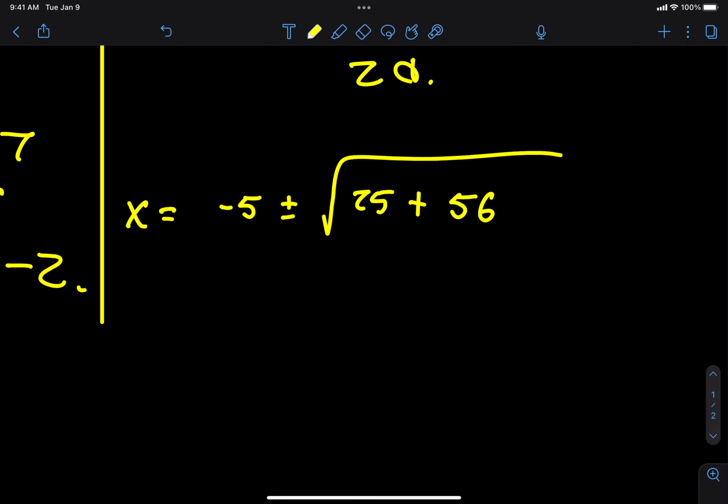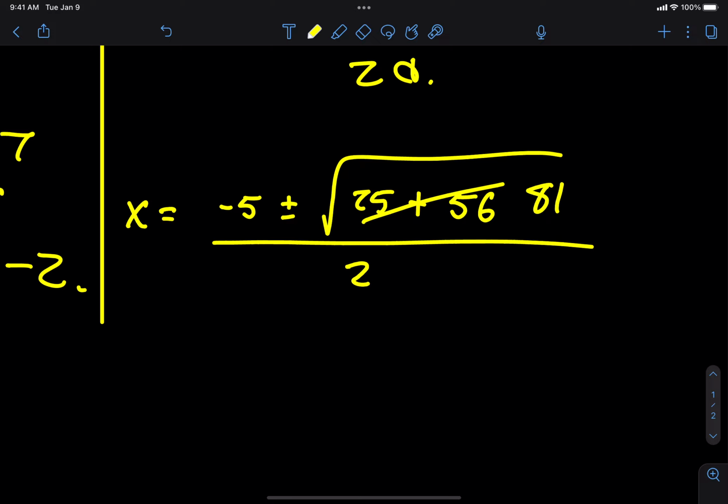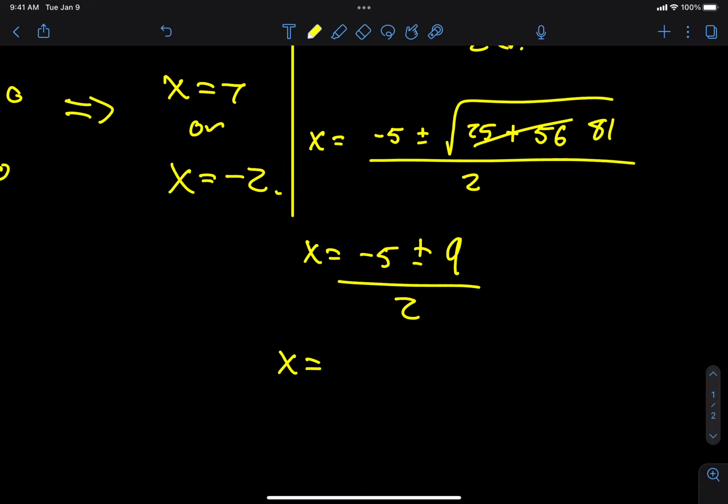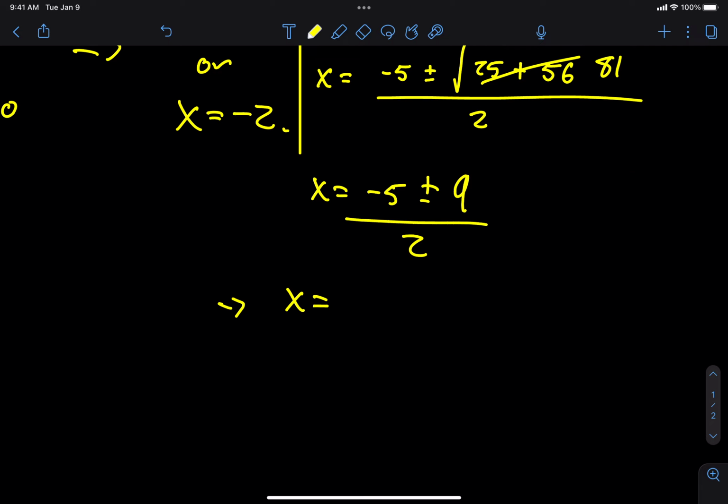Okay, 25 plus 56, what do we get? It's 81. Yeah, you're right, it is going to work out. So this is 81, and then we divide, of course, by 2a, which is just 2. So then what would we get? We get x is equal to negative 5 plus or minus 9 over 2. So x is either equal to negative 5 plus 9, that would be 4 over 2, which is 2.